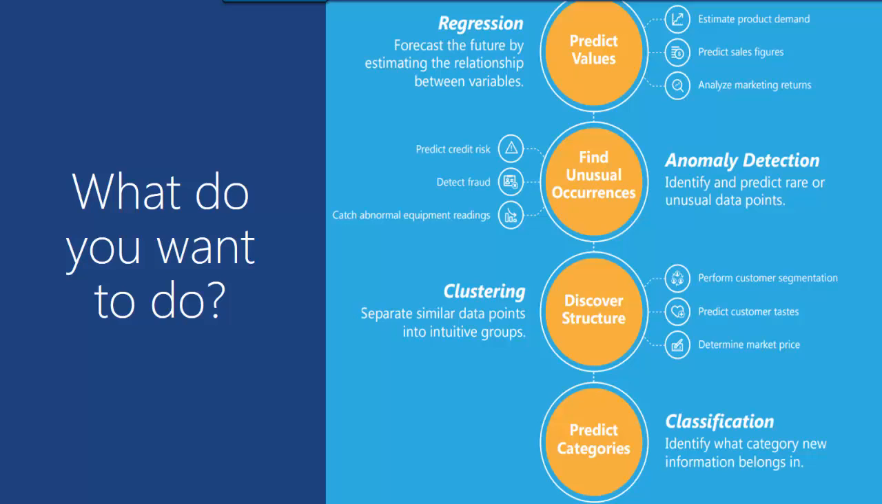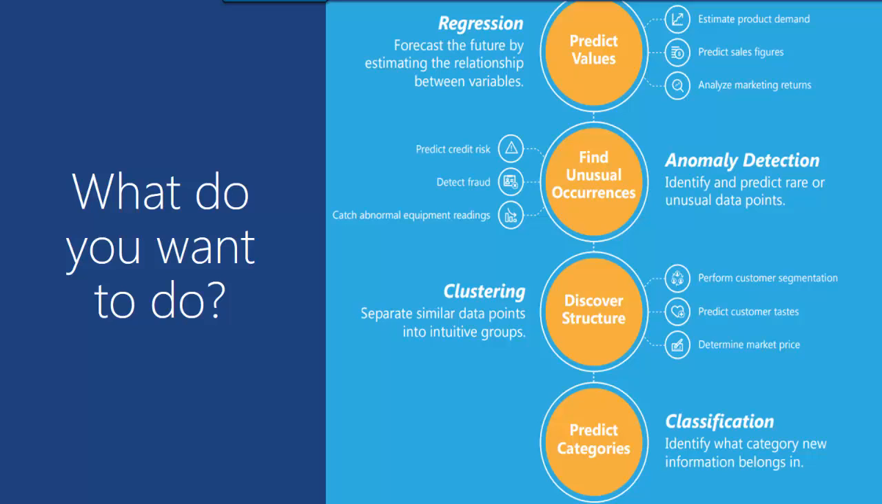The first one is if you just want to predict values, and I'm talking about a continuous set of values. For example, if you want to predict product demand, predict sales figures, analyze marketing returns, or even predict the price of the next car you want to buy. What you're trying to do is predict a continuous set of variables. This is when we use regression algorithms.